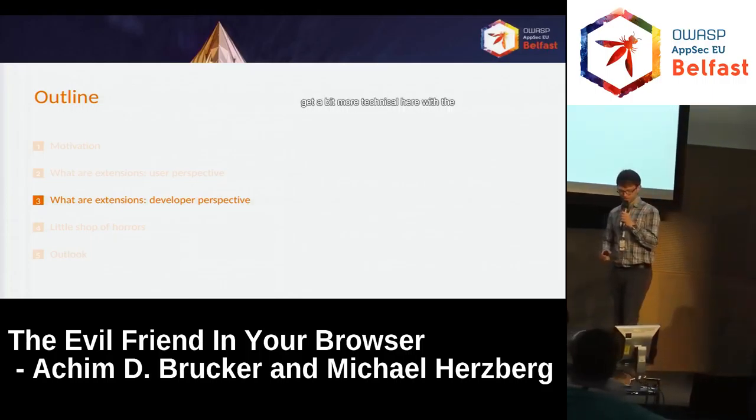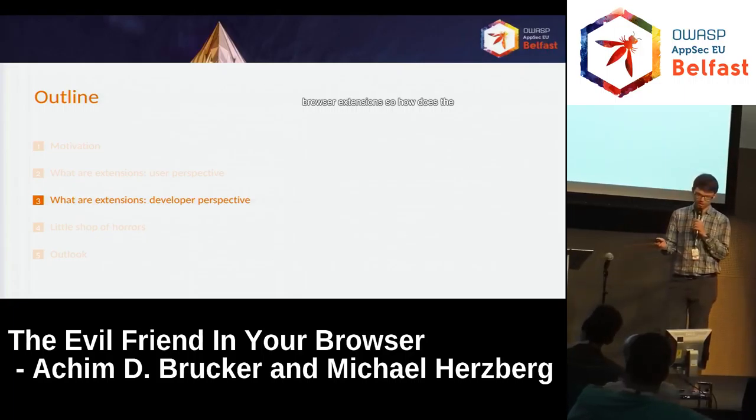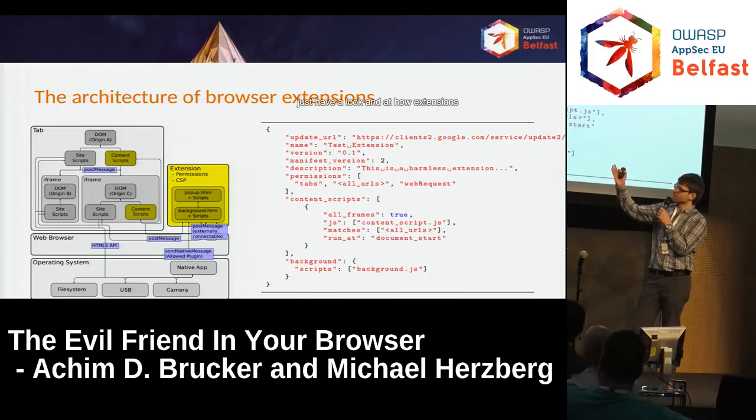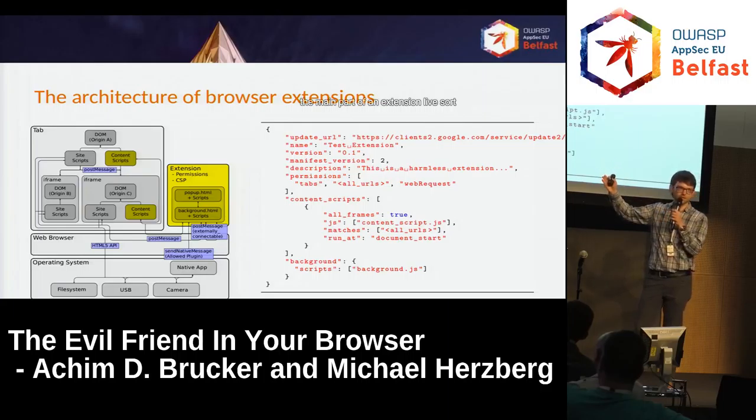So let's get a bit more technical here with the browser extensions. So how does a developer see browser extensions? Let's first have a look at how extensions fit into the picture of the whole web browser. Everything here that belongs to an extension is in yellow. So you see the main part of an extension lives in the same tab. So from that side, it is already quite separate from all the other tabs that you usually have open in your browser. But only with that, an extension could not do much.